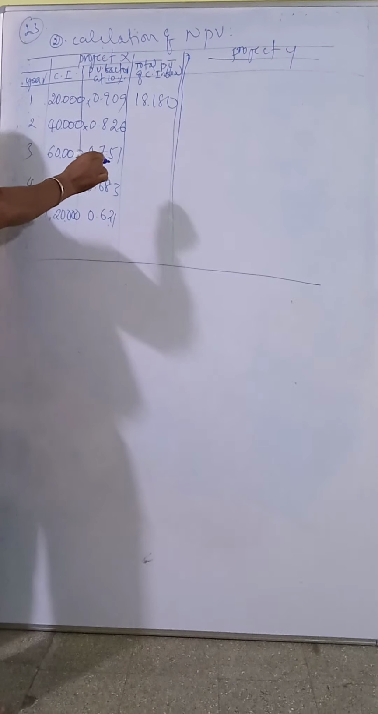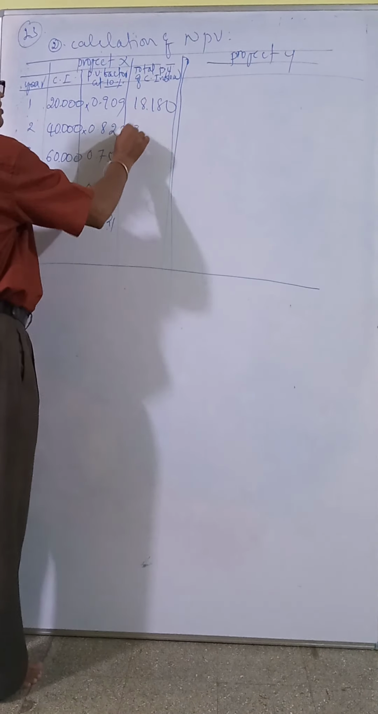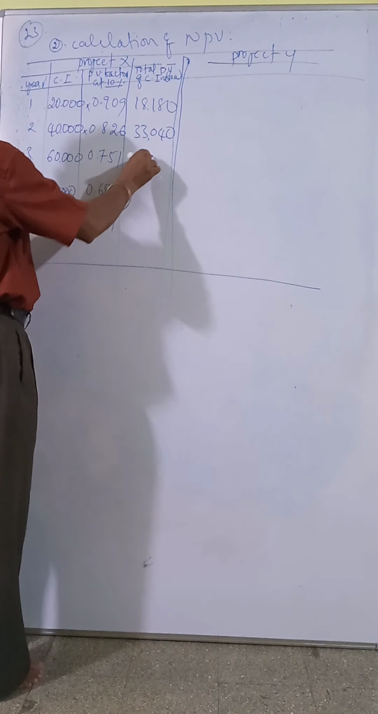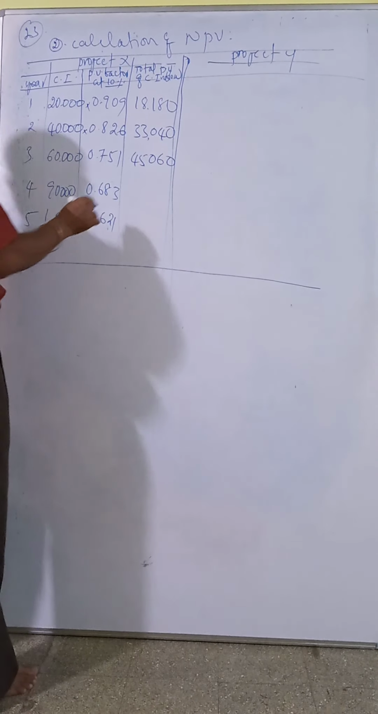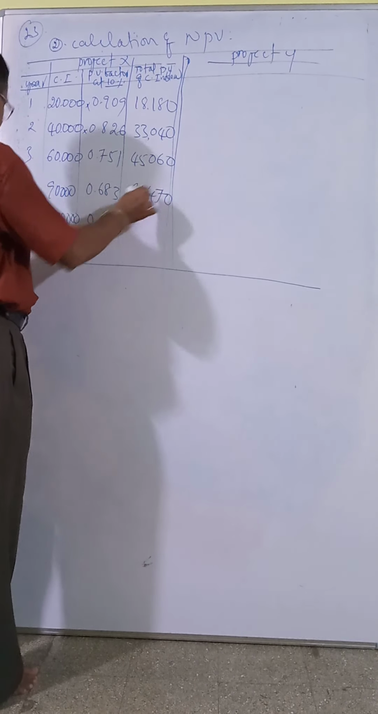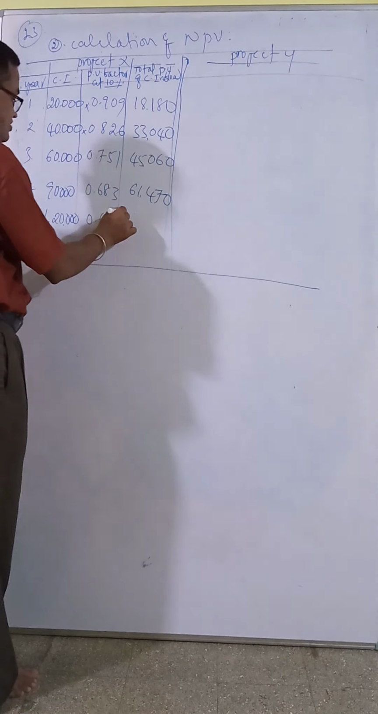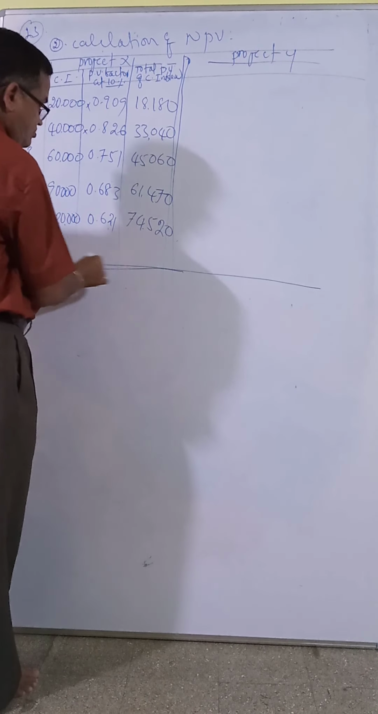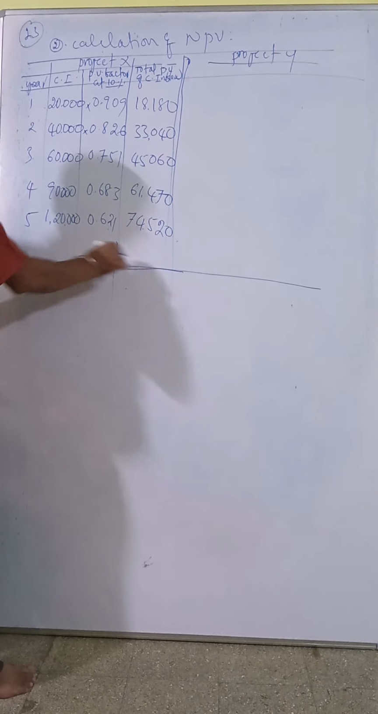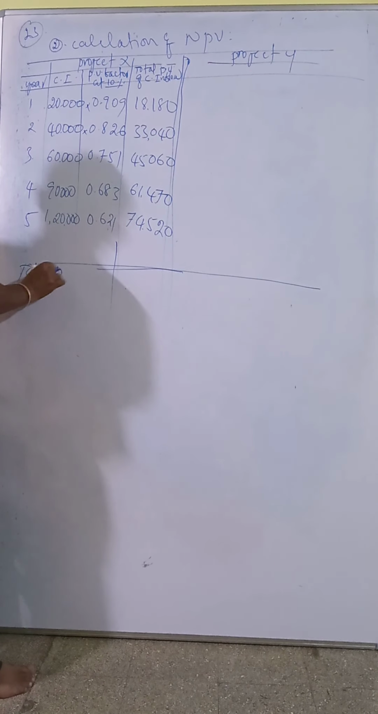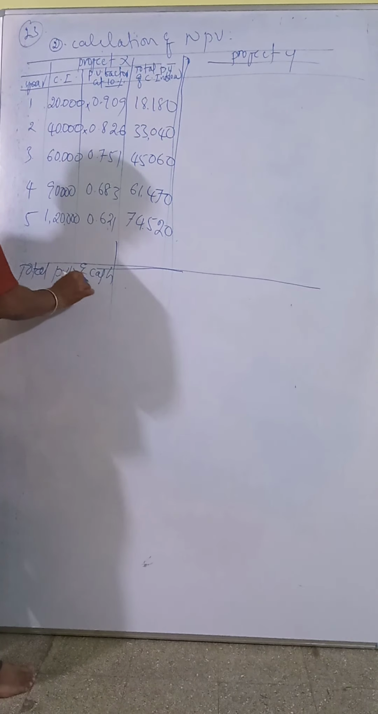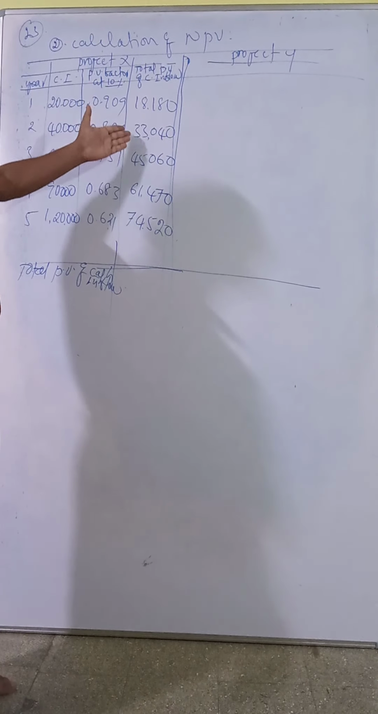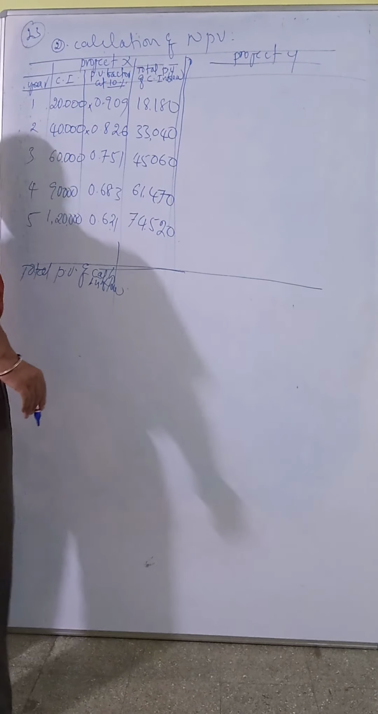This into this, 33,040. This into this, 45,060. This into this, 61,470. This into this, 74,520. Make it total, this last column total. This is called total present value of cash inflow. Add all this plus this plus this plus this plus this, you will get 2,32,270.